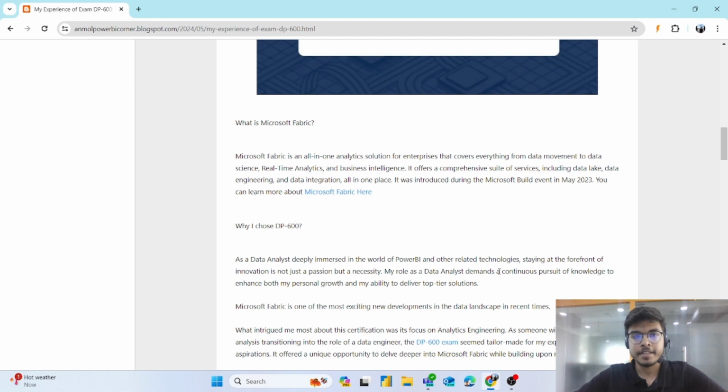After the launch of Microsoft Fabric, I started exploring it, and in January 2024, I came across the exam DP600. Why did I choose DP600? Earlier, I had completed the exam PL300, which is Microsoft Certified Data Analyst or Power BI Data Analyst Associate. After completing it, I was a certified Power BI developer, but my role as a data analyst demands a continuous pursuit of knowledge to enhance both my personal growth and my ability to deliver top-tier solutions.